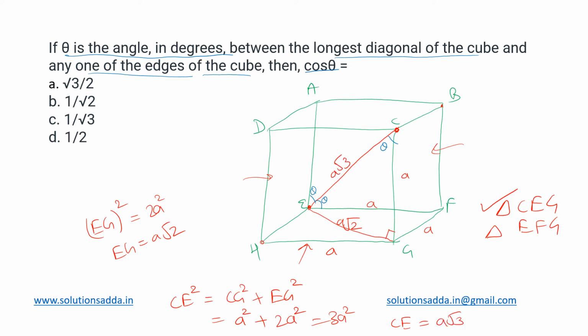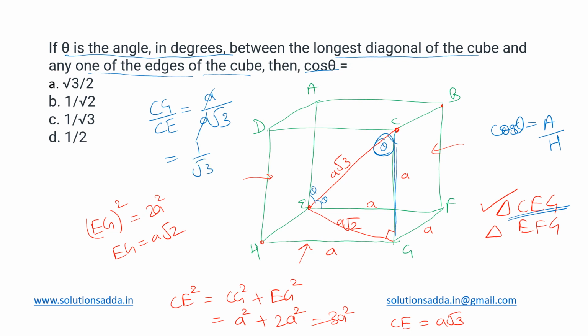Now let us apply the cos theta property in this triangle CEG. We know that the value of cos theta is adjacent side upon hypotenuse. So considering this angle C to be theta, what would be the adjacent side? This edge CG. So the value of cos theta would be CG upon the hypotenuse, which is CE. We know the length of CG to be A because it is an edge, and CE we just found out to be A root 3. Hence cancelling out A, we get 1 by root 3, and that would be the value of our cos theta. So the correct option is C.